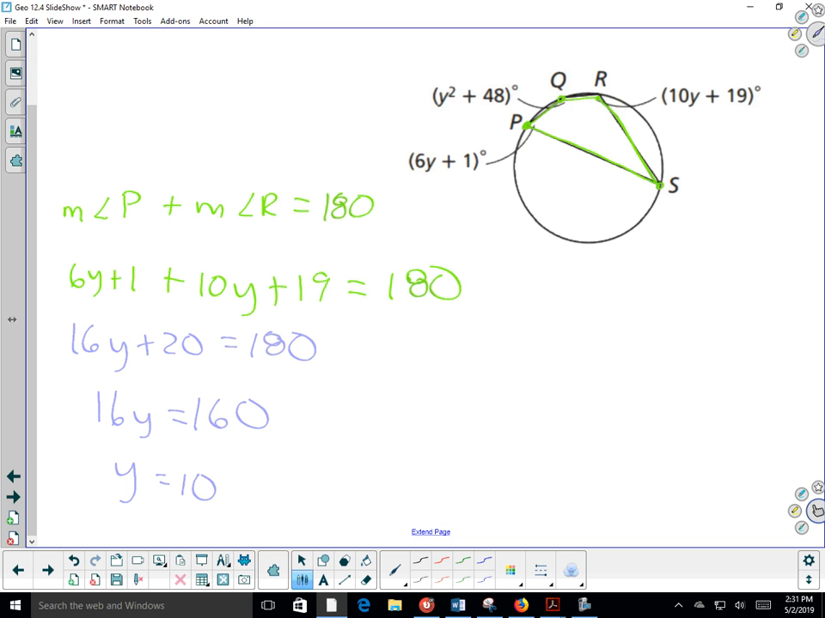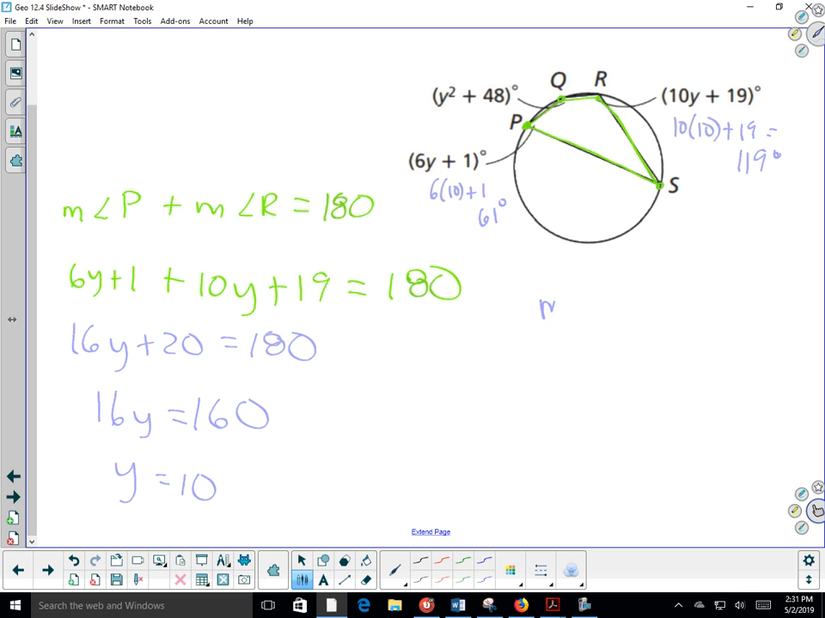Are we okay with y equaling 10? Yep. So now we can plug 10 in, and we get 6 times 10 plus 1, 61. And then 10 times 10 plus 19, 119. Those add up to 180. And then the next one is 148.